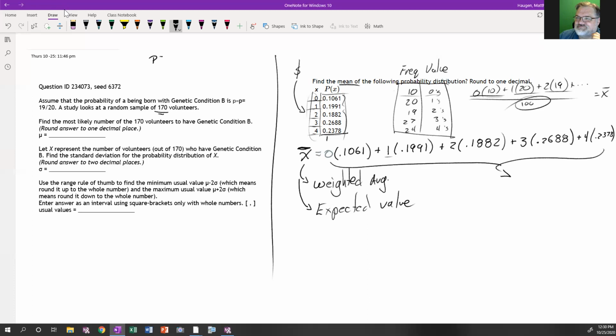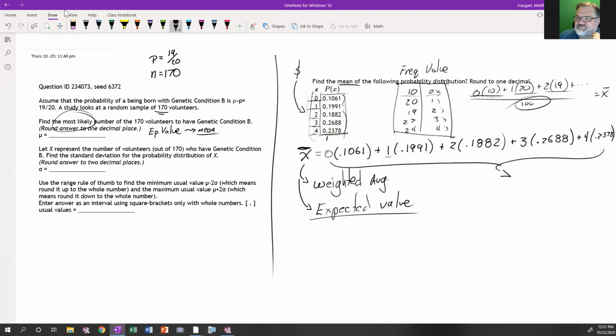Well, if the probability of successfully having this genetic condition is 19 of 20, and we have 170 volunteers, if we want to find the most likely number of the 170 volunteers to have the genetic condition, this again is expected value. Most likely expected value. All of that is mean. So we're asked to find the mean here.